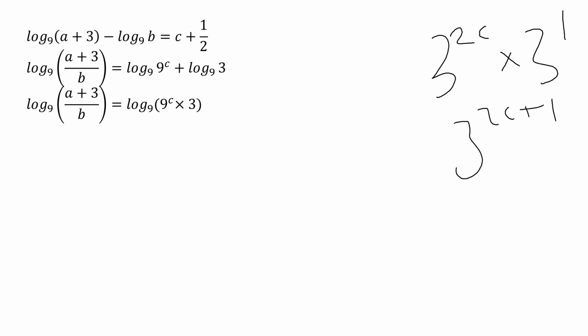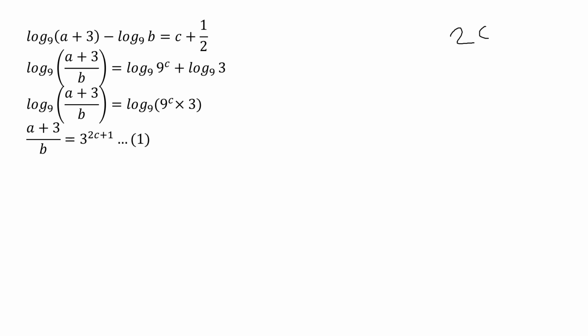When I'm able to do this, I get log base 9 of a plus 3 over b is equal to log base 9 of 3 to the power 2c plus 1. Since they are all in terms of log base 9, I can just equate them. So I'm going to get a plus 3 over b is equal to 3 to the power 2c plus 1. Now let me call this equation 1. Later we'll come back to this and see something. So here there's no logarithm again. We are clear. Now let's look at the second one.